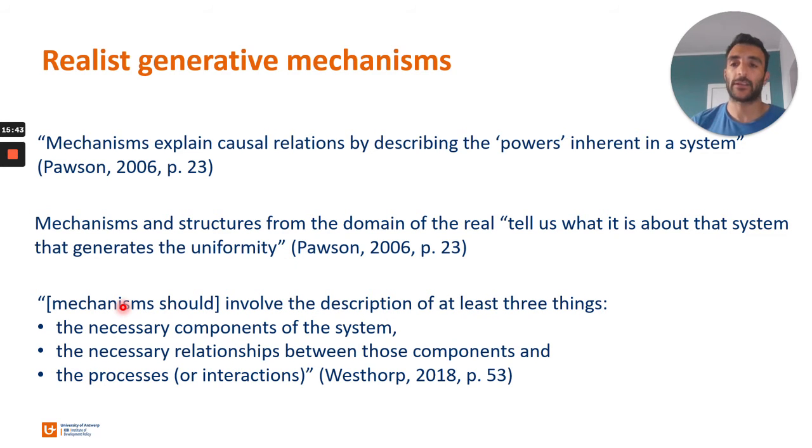What Westhorp says then on mechanisms is mechanisms should involve the description of at least three things. The necessary components of the system. So again, we're talking about a system. We talked about a thing, social relations. Now we're talking about necessary components of that thing, of that system. The necessary relationships between those components and the processes or interactions. So the mechanisms should involve the description of these three things.